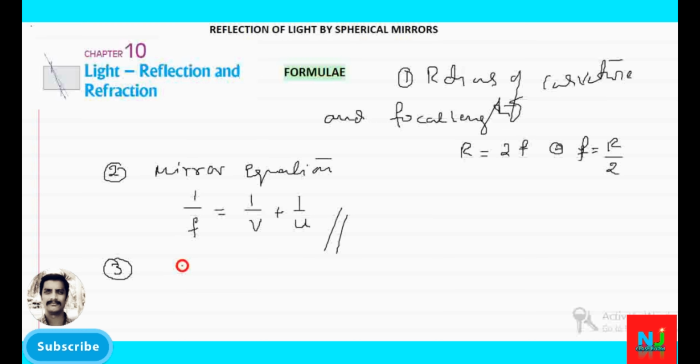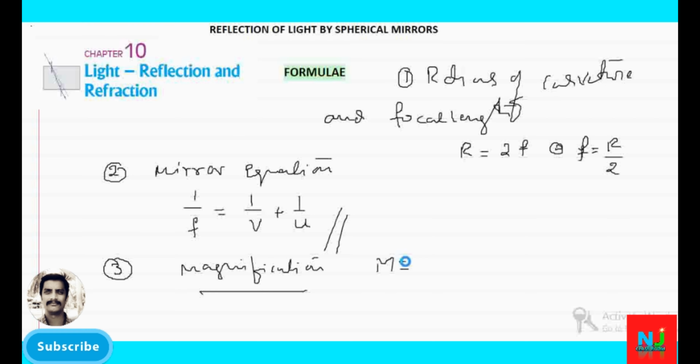Another important thing is the magnification. What is the magnification? We compare the size of the object and the size of the image, whether it is magnified or diminished. Magnified means the size of the image is more than the size of the object. Diminished means the size of the image is less than the size of the object. We can find the magnification by knowing the height of the image and the height of the object.